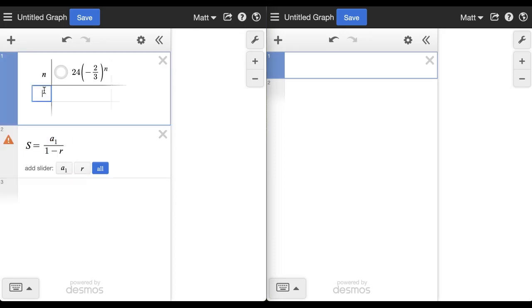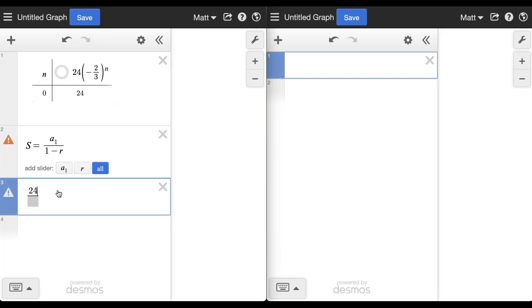So a sub 1, again, plug in your starting index. You start at 0. Your starting index is 0 on number 41. So I'm going to plug in 0 here. A sub 1 should be 24. And then your r value is negative 2/3. So this one's not too bad. We're going to plug in 24 over 1 minus a negative 2/3. Final answer should be 14.4 or 72/5.